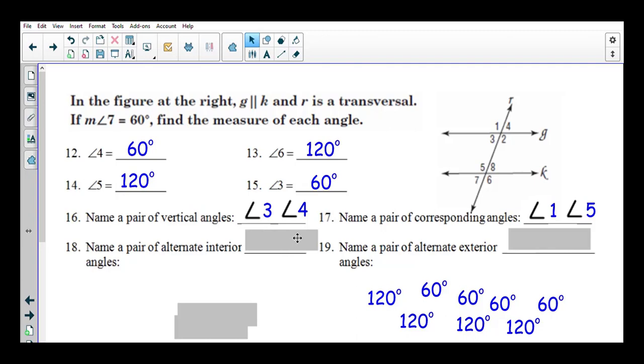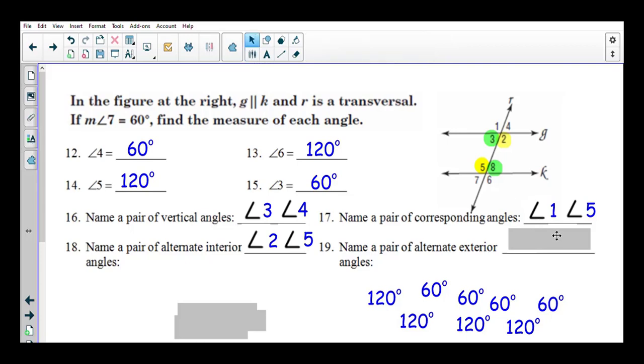Name a pair of alternate interior angles. We only have 2 pairs of these, so that will be 2 and 5 is what I had listed. I'll go ahead and highlight these. The other pair would be 3 and 8. Again, alternate interior, opposite sides of the transversal, between the parallel lines, but also not adjacent.